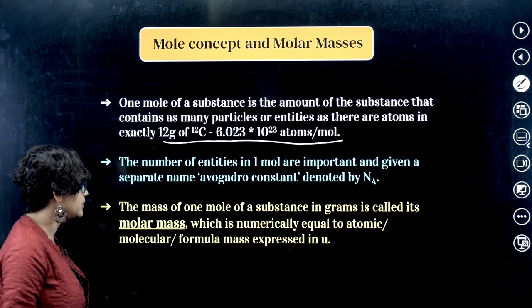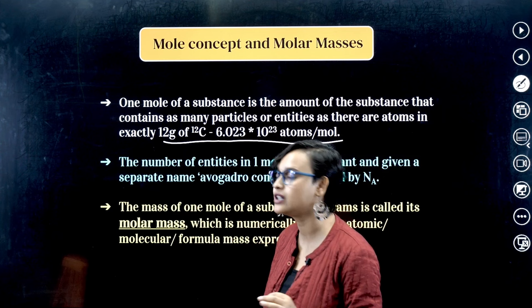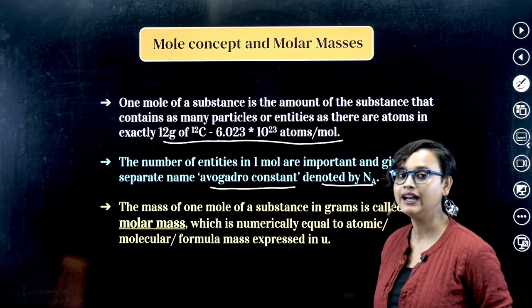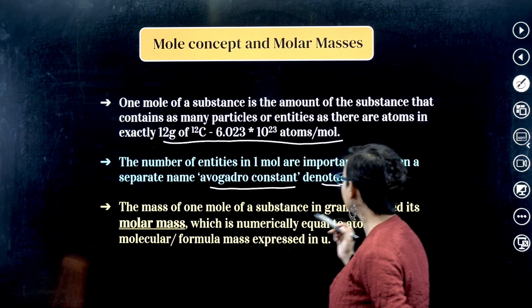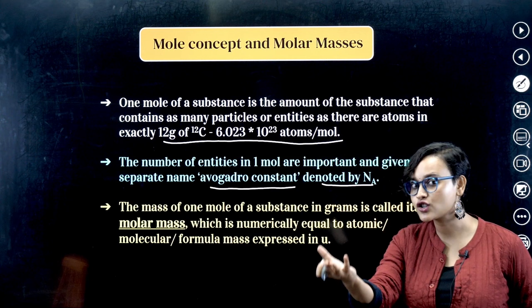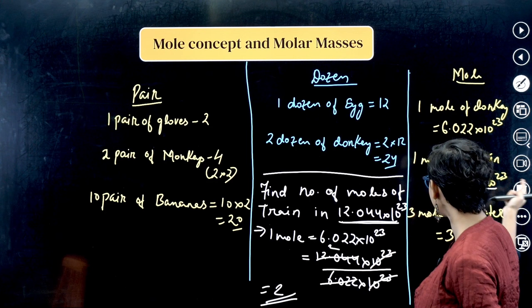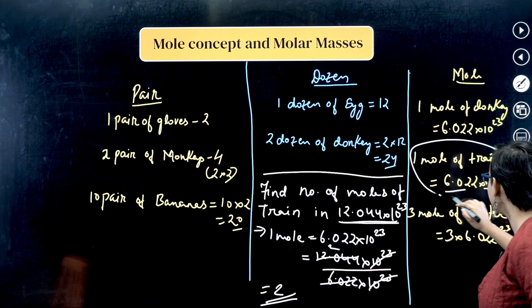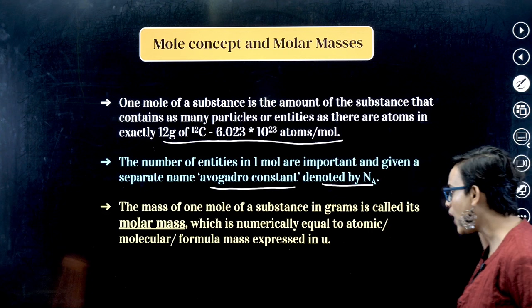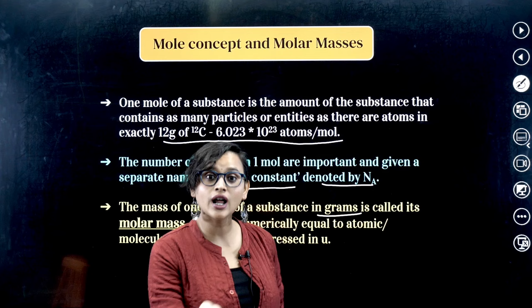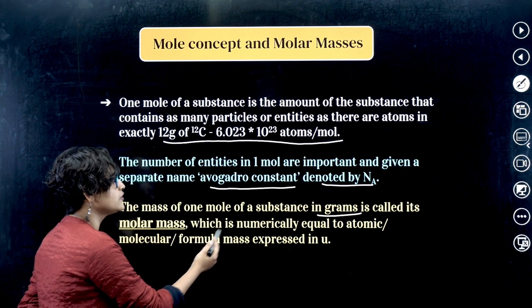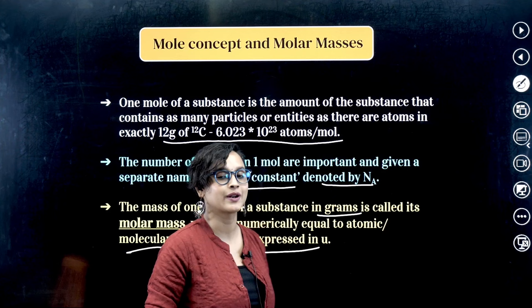Okay, so the number of entities in 1 mole is important, and it is given a separate name, called the Avogadro constant, which is denoted by Na. Now, the mass of 1 mole of a substance in grams is called its molar mass. Let's say 1 mole of train is 6.022 into 10 to the power 23. If I find the mass of this in grams, it will be called molar mass. The molar mass of the train will be very huge, obviously, but you understand? So this is numerically equal to your atomic or molecular or formula mass that is expressed in u. Understood, guys? Great.